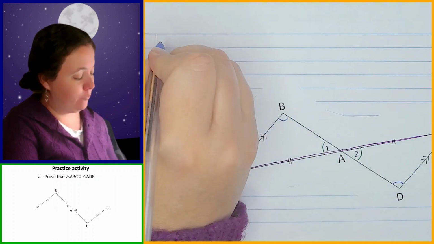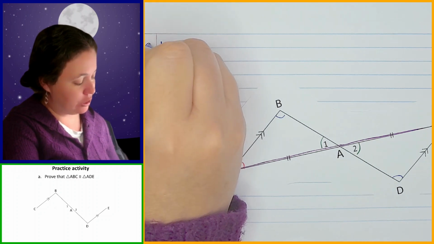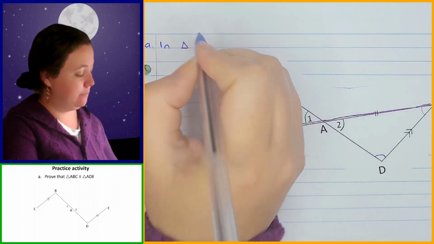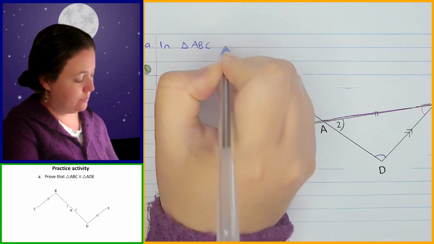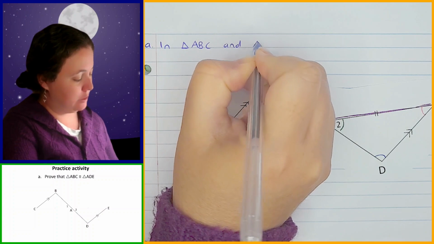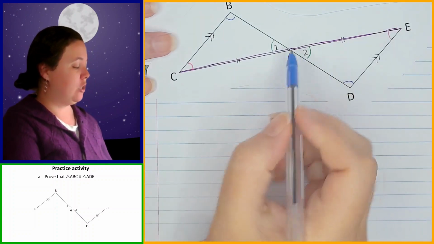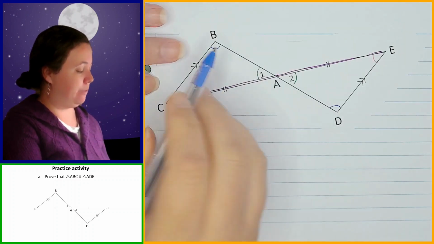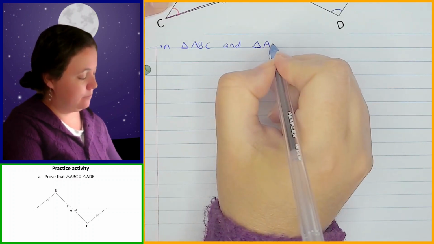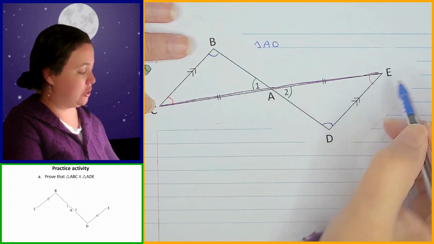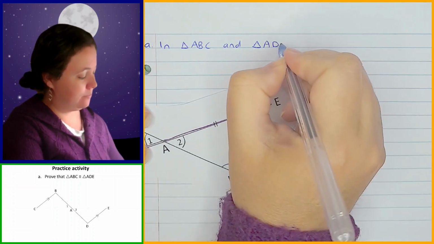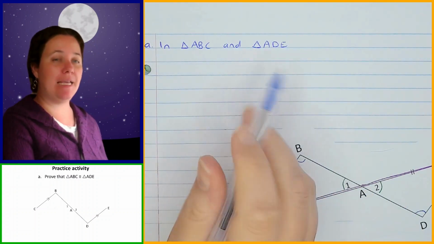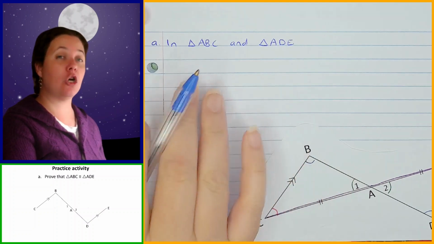So I need to start off by saying, so this is question A, in triangle ABC and triangle ADE. Now, to name this in the same order: A is the same as A, then B is the same as D, and C matches E. Okay, so I've got in triangle ABC and triangle ADE. That's the start of my proof.